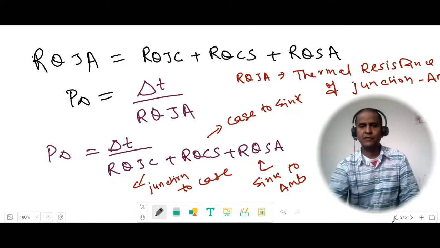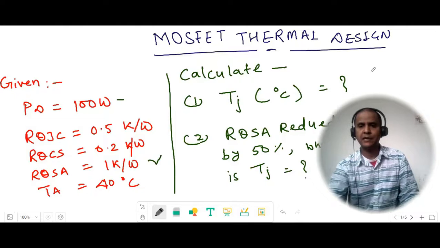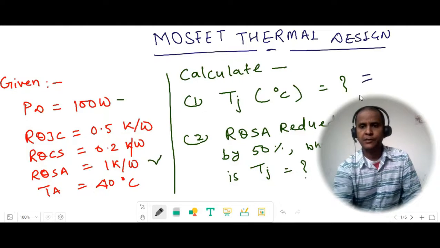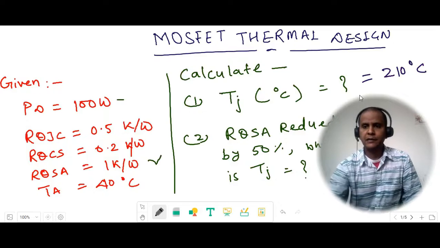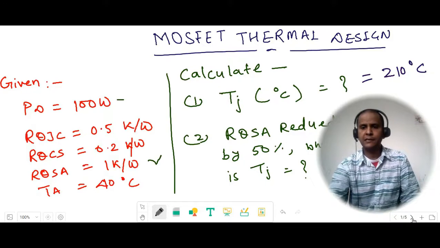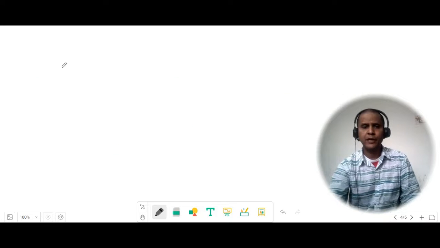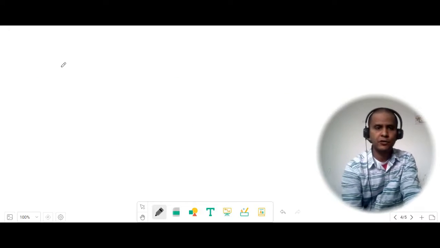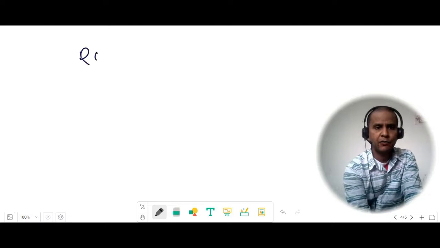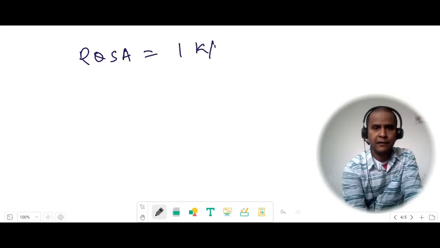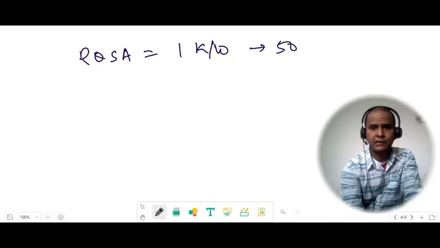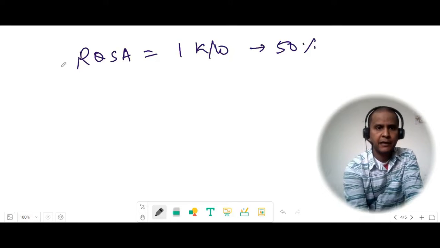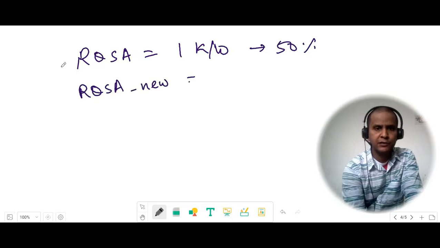So this is the answer of my first question. What was the first question? To calculate the junction temperature, and here I am getting 210 degrees centigrade. Now what they are saying is you need to reduce the R theta SA value. Currently R theta SA, sink to ambient, is 1 Kelvin per watt, and I have to reduce this by 50%. So the new R theta SA equals 0.5 Kelvin per watt.